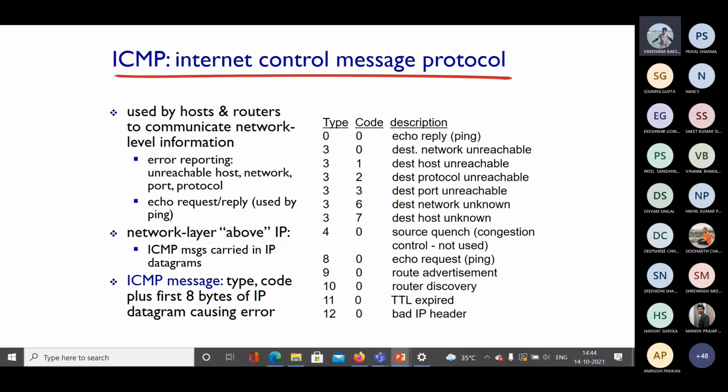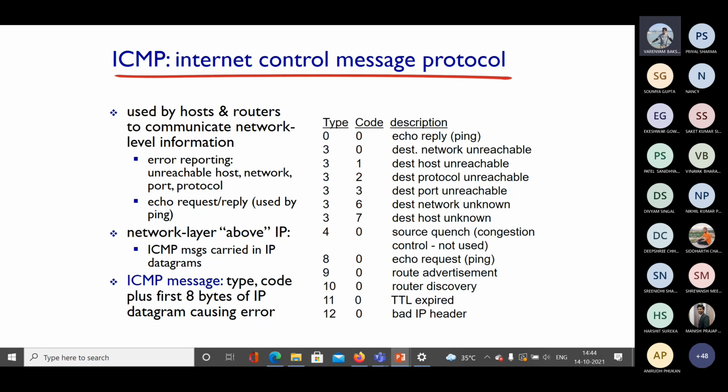So if the host is unreachable, or the network port is unreachable, or a given protocol has changed, those are the issues that need to be communicated to different hosts. And the other one is echo request or reply. All of you might be knowing the ping command by now. That is part of the ICMP. It tells you whether the data that you are sending is reaching the host or not, and the host is able to reply to you or not. That's what the ping command tells you. It comes under the ICMP protocol.